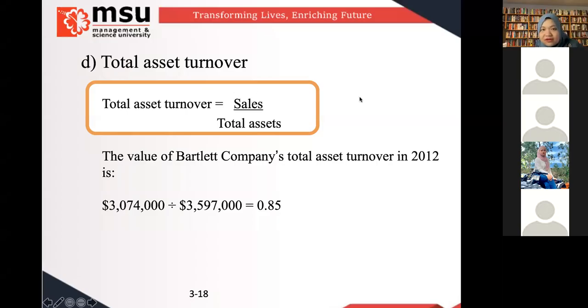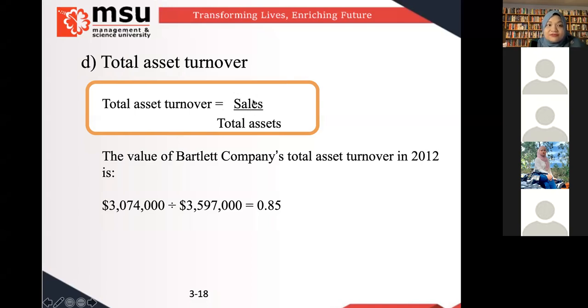Total asset turnover, we want to see how effective the assets are at generating sales. All right, so how to calculate total asset turnover is sales divided by total asset. So this sales is referring to the annual sales.